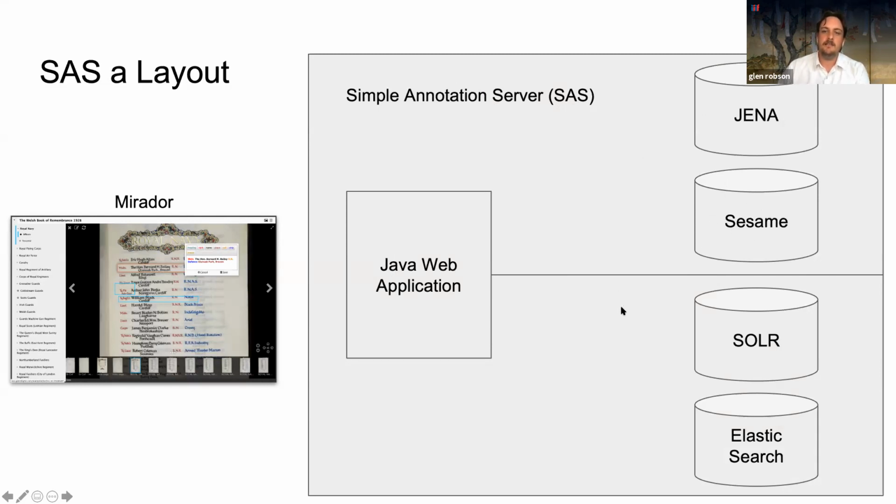And then when we started implementing the Search API, we wanted a database that was more focused on presenting search results. And so we went with Solr. And then more recently, working with Ben, we now support Elasticsearch. So the Simple Annotation Server at the moment can support all of these different backends, and it's a choice on install about which one you install.